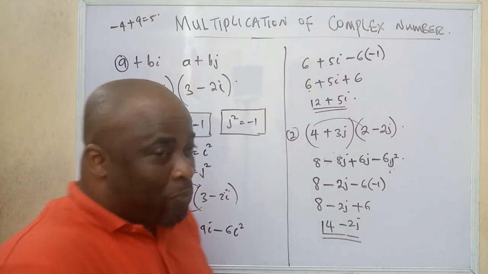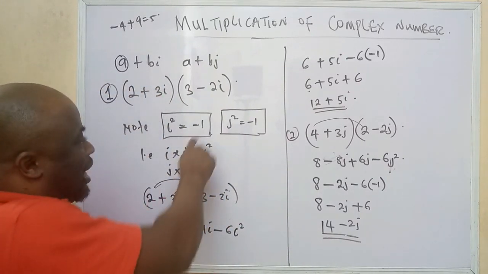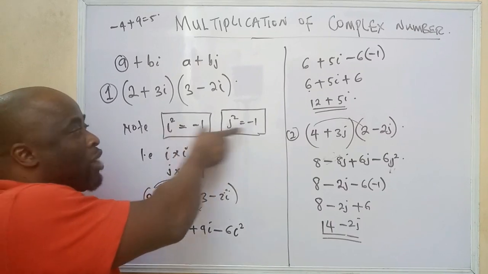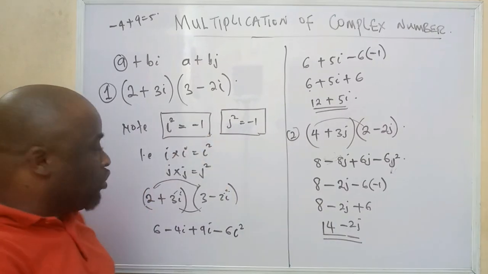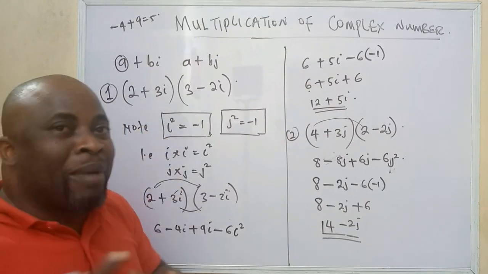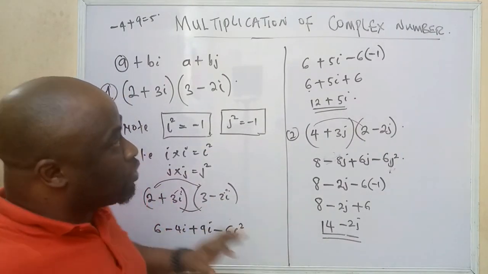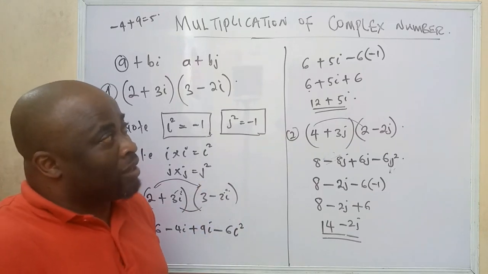So anytime you have to multiply two complex numbers together, this is what you have to look out for: i squared or j squared. The other things you are going to do are just our normal expansion. But when you see i squared, you replace it by minus 1, and when you see j squared, you replace it by minus 1. So that's how to multiply complex numbers.